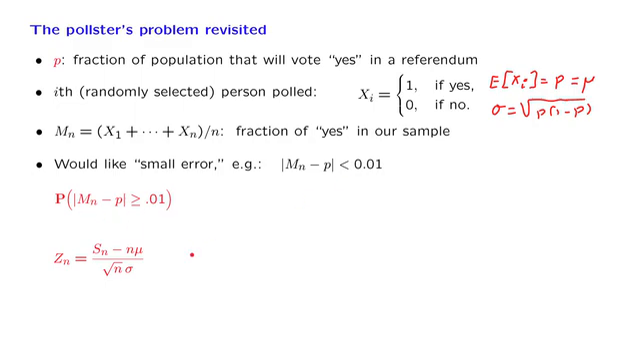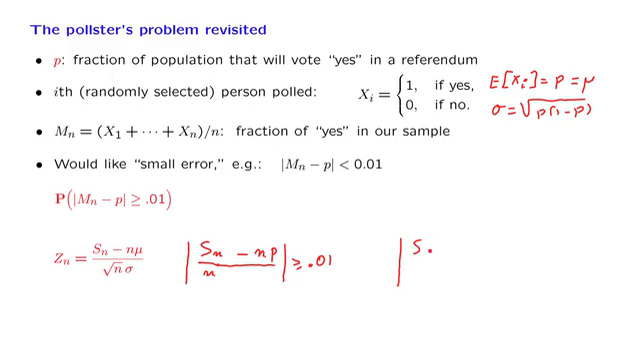Now let's look at this event. Mn is the same as Sn divided by n by definition, and p, we can write in this form, n times p divided by n, and we want this quantity to be larger than or equal to 0.01. So this event here is identical to that event up there. This starts to look like this expression. p is the same as mu, but there is a little bit of a difference in the denominator terms. So let's see what we can do.